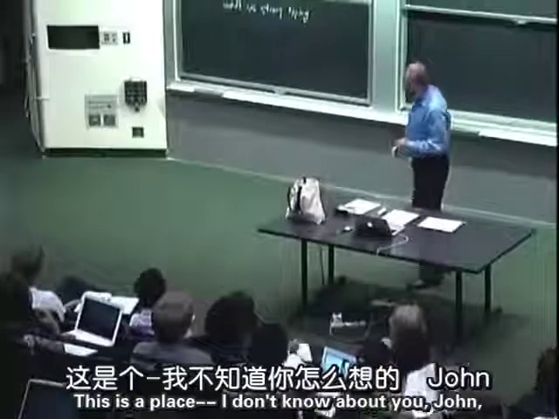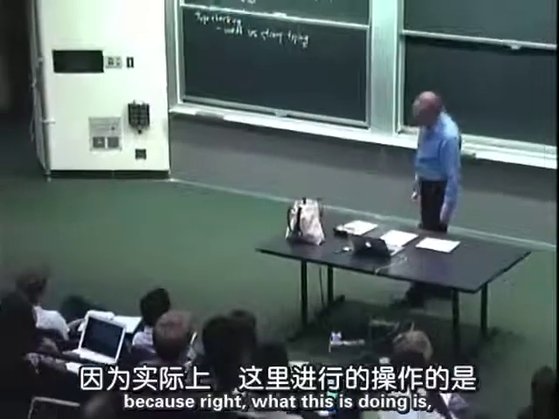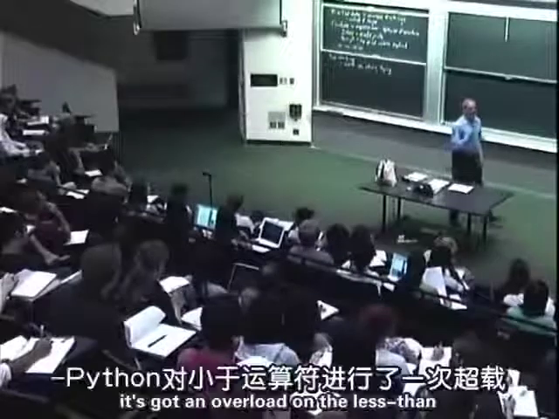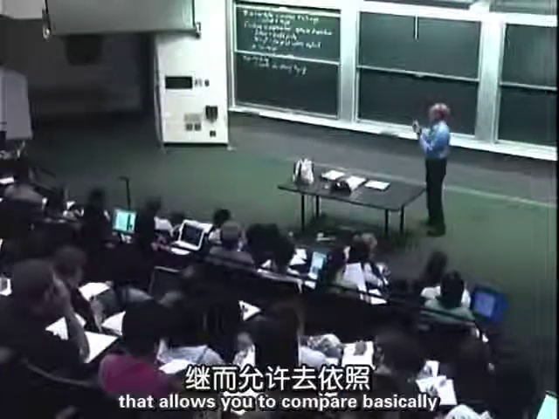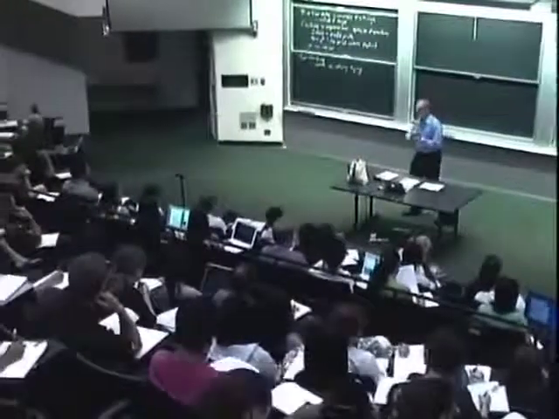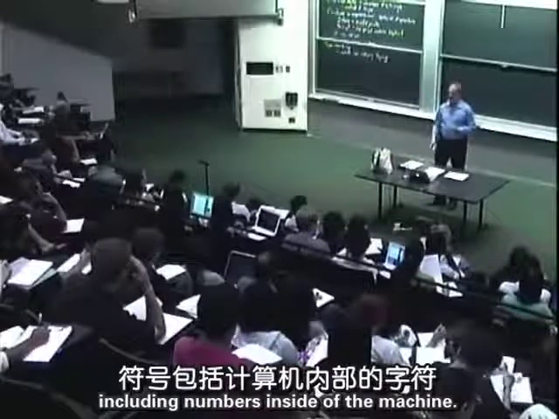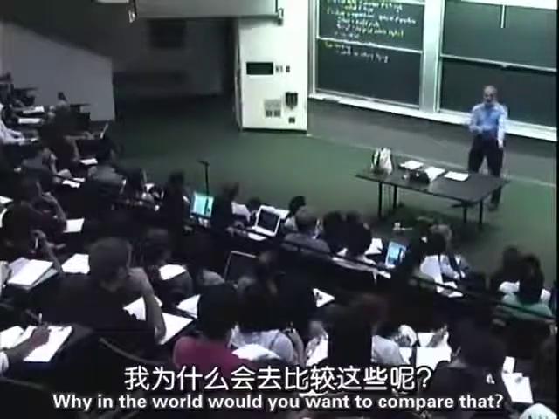This is a place, I don't know about you, John, I think this is actually really not good. Because, right, what this is doing is it's allowing, sorry, let me back up and say it. It's got an overload on the less than that allows you to compare basically the lexicographic ordering or the sequence of ordering of symbols, including numbers, inside of the machine. And this, in my mind, should have been an error. I mean, why in the world would you want to compare that?